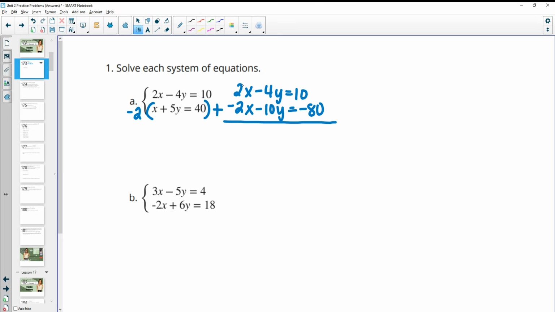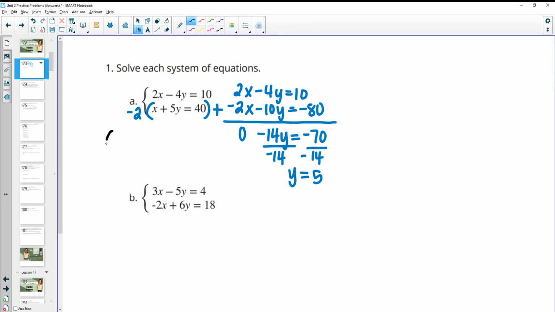So now when I add, 2x plus -2x is 0. And then -4y plus -10y is -14y. 10 plus -80 is -70. Then we'll be able to divide by -14. And we end up with y equals 5. Okay, so y equals +5.